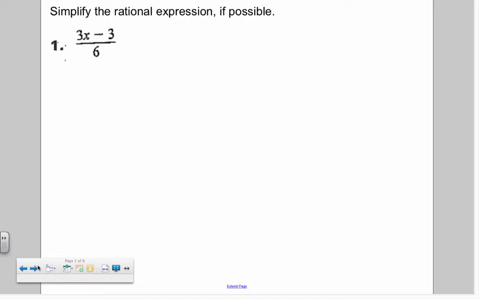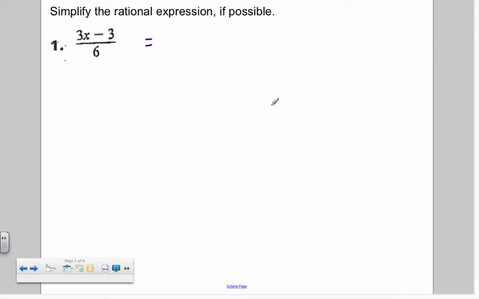So number 1, we have a rational expression, which is, think rational, think about fraction. When we simplify fractions, we're looking for some sort of common factor that we can cancel out. So what we need to do is factor the top of our fraction and then factor the bottom. You can do it the opposite way too. But let's start with the top of this fraction.